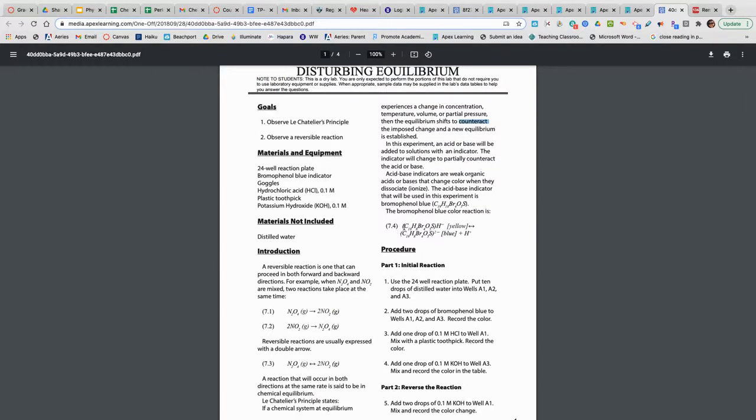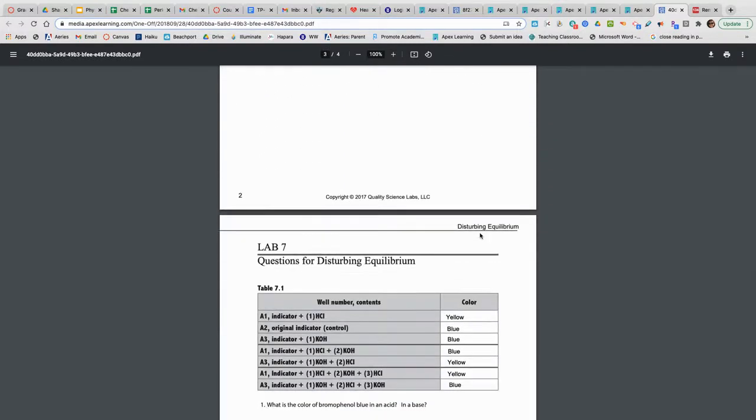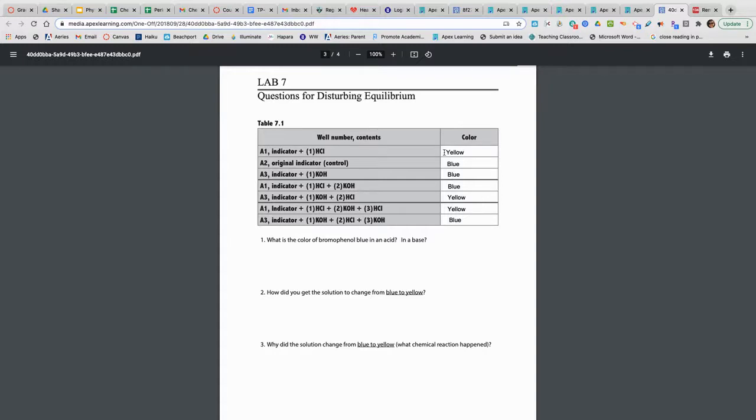Again, here's the reaction you saw from your pre-lab. The procedures are here. You obviously don't have to do the procedures because you are doing the dry lab. For the dry lab, they've given you the data. So what you're going to do is look at the reactions in these different well plates, A1, A2, A3, and then A1, A3.